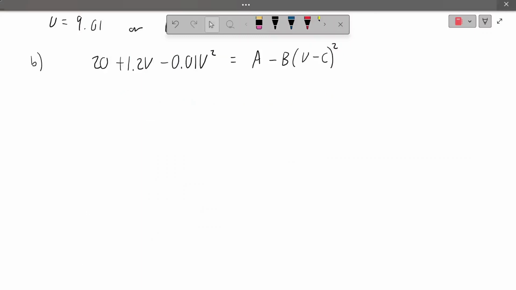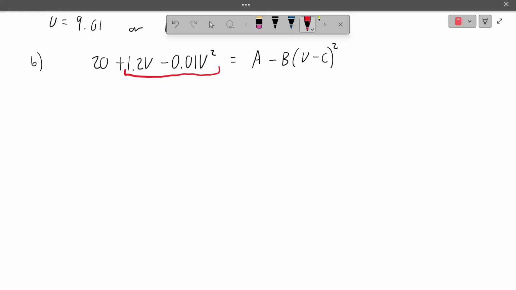So here we have 20, it's 1.2v minus 0.01v squared equals A minus B in brackets v minus c squared. Now this is completing the square, and it would be worthwhile going back to the completing the square video, which I'll put a link in the description. So what we're going to look at first is this bit here. I'm not going to worry too much about the 20. We'll deal with that at the end.